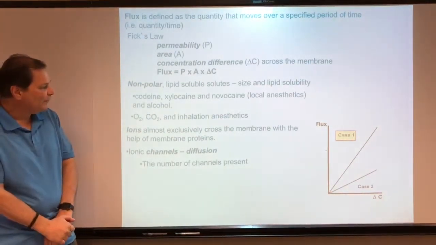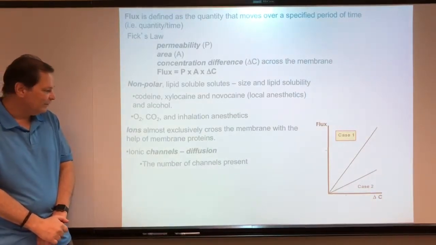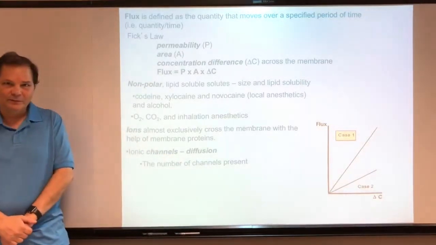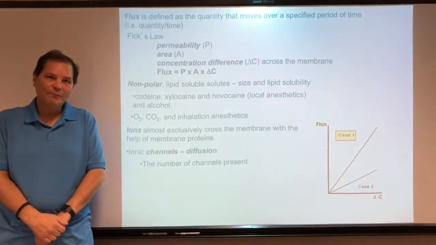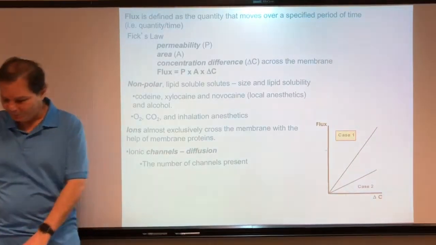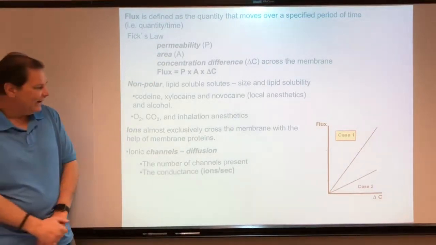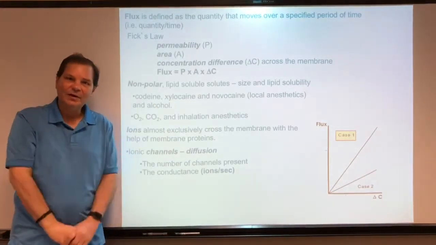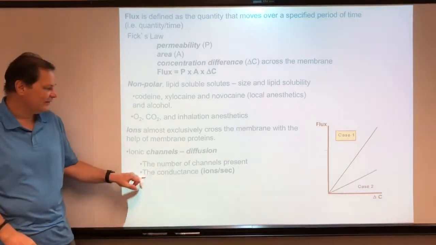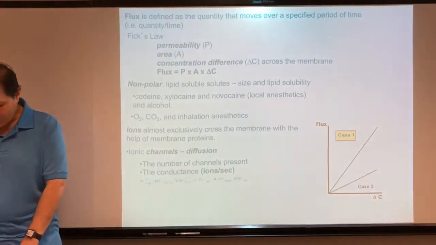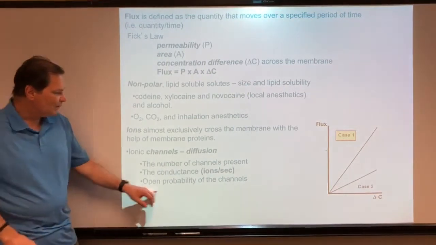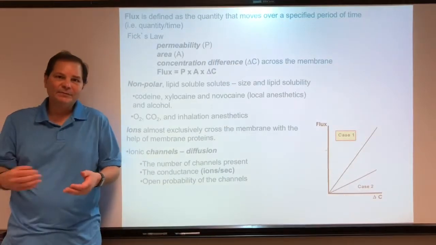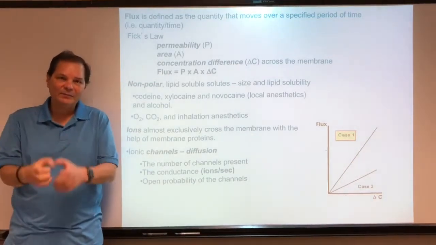Of course, how permeable the membrane is going to be to a particular ion is going to depend on a lot of things. The number of channels present is going to be one of those things. More channels means more ways to get across, and so more permeability. The number of ions per second that any channel will allow to get across the membrane, we call this the conductance. The higher the conductance, the higher the permeability. And the more open channels that you find at any one point, the higher the permeability, because you've got more ways to get across the membrane if you have more open channels.